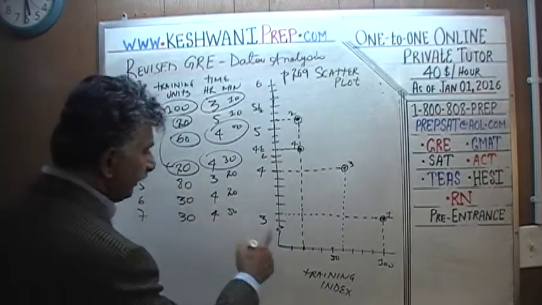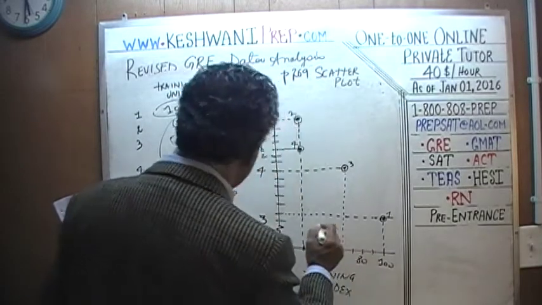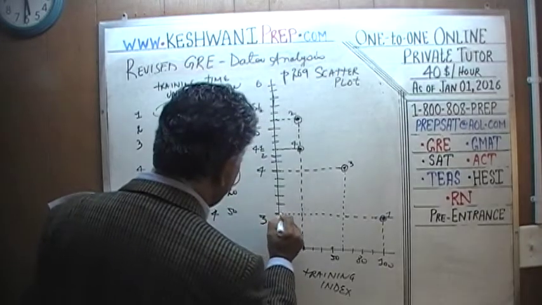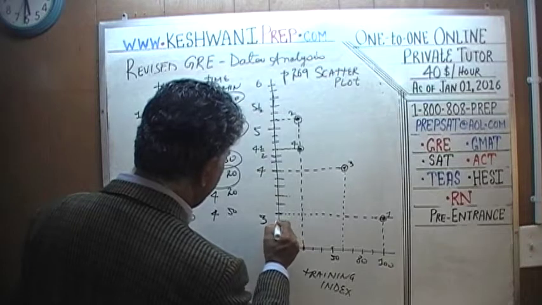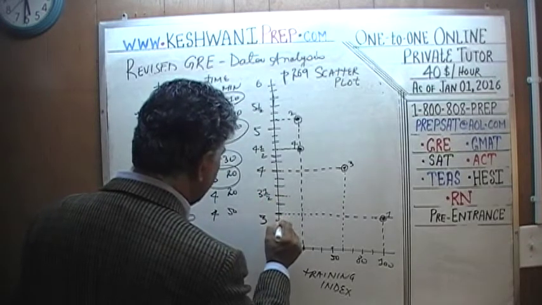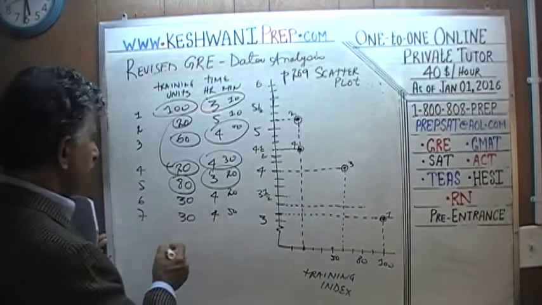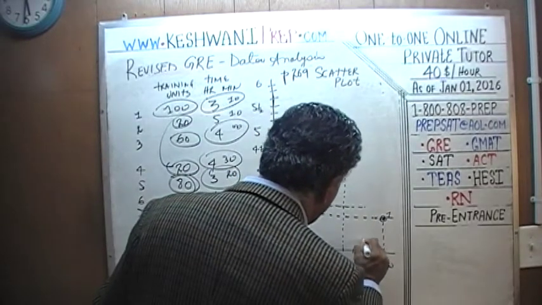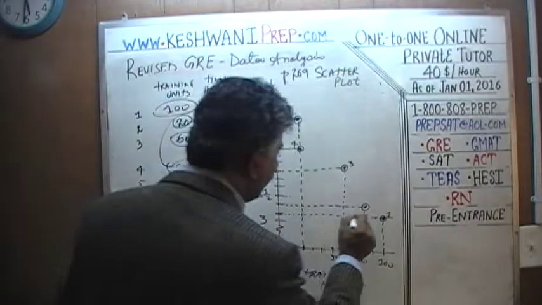80 units, 320. 80 units is going to be way over here. 60, 70, 80. And 3 hours and 20 minutes. Is that right? Let's not be too hasty. This is 3 hours. 1, 2, 3. This is 3.5 hours. This is 3 hours and 20 minutes. And how long did it train? 80 units. And that was guy number 5.